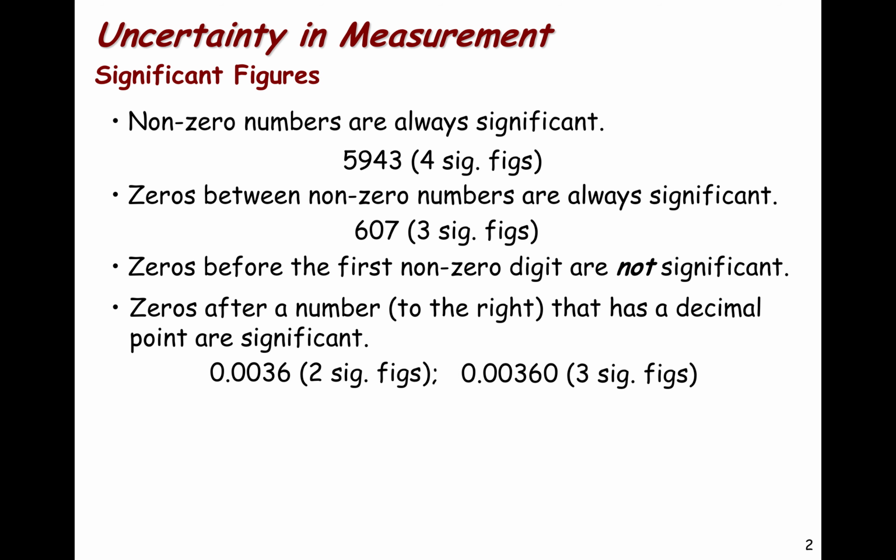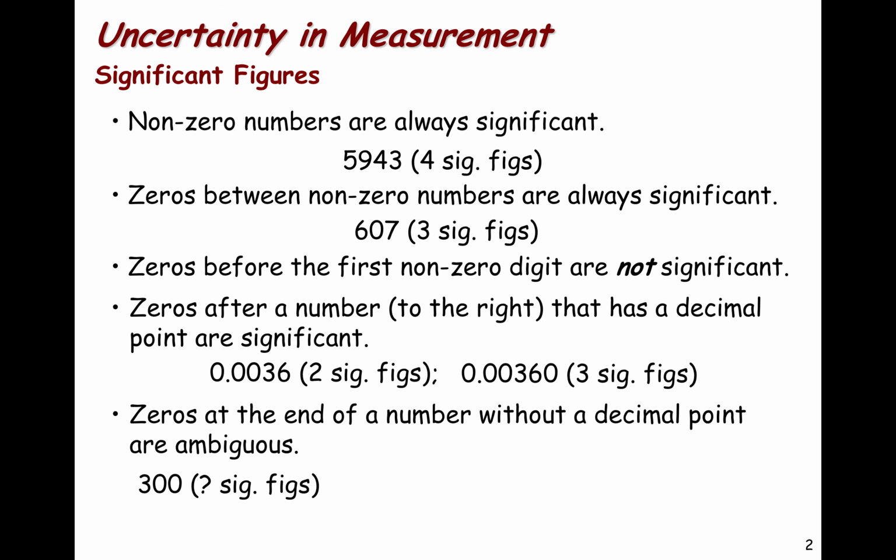On the other hand, if we had a number which is 0.00360, again, the zeros to the left of the 3 are not significant, but the 0 that is to the right of the 6 is a significant digit. It has been measured, that is the estimated digit, and so this number would have 3 significant digits.